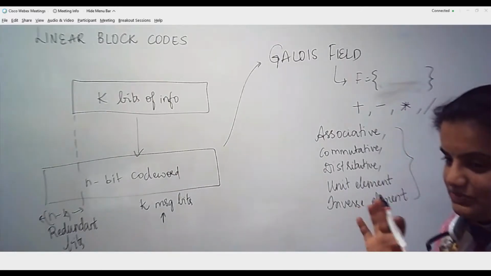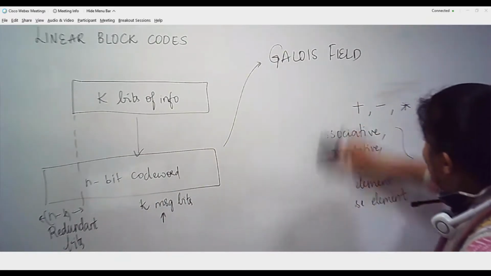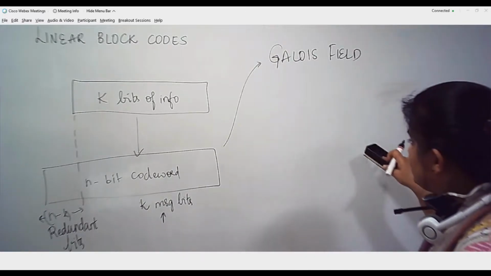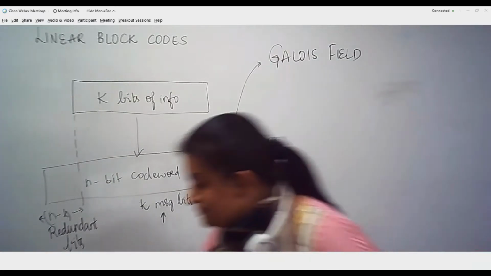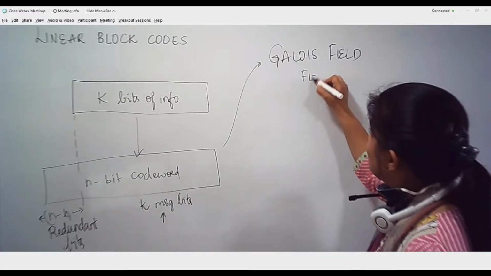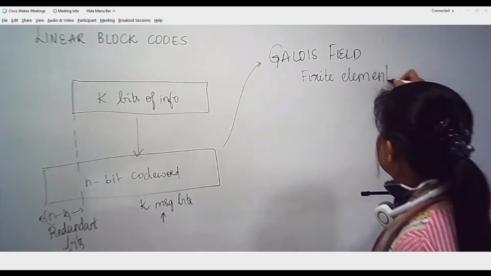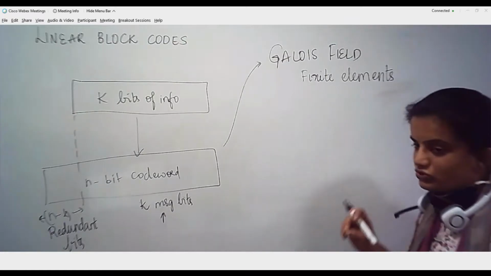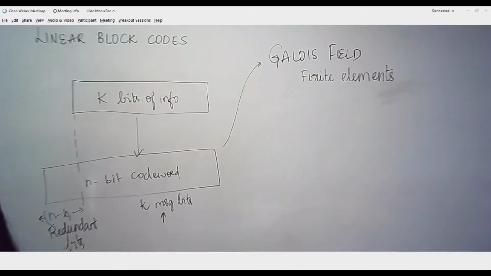But then we have a specific field called the Galois field. What does that mean? This is a field, which means it satisfies associative, commutative, distributive properties, and has a unit element and an inverse element. And a Galois field is a field with finite elements in it, which means the number of elements will be limited, countable.